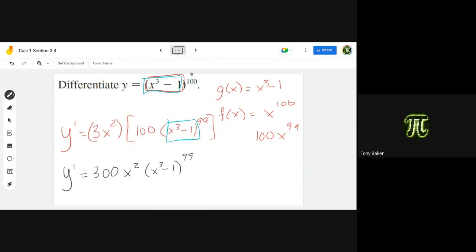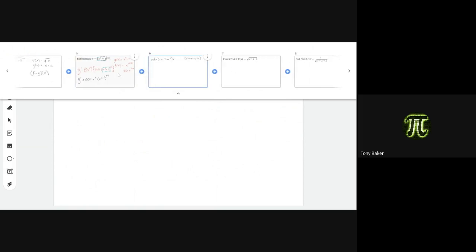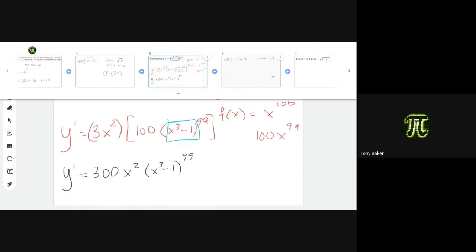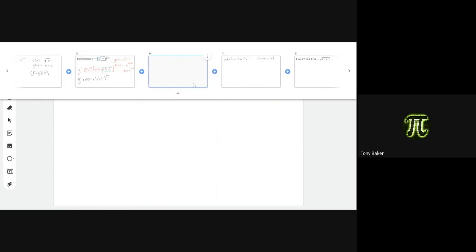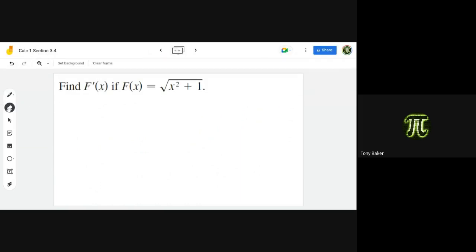All right, let's do another one like that before I go on to the sine x one. Let's do this one next. All right, here's the square root of x squared plus 1.